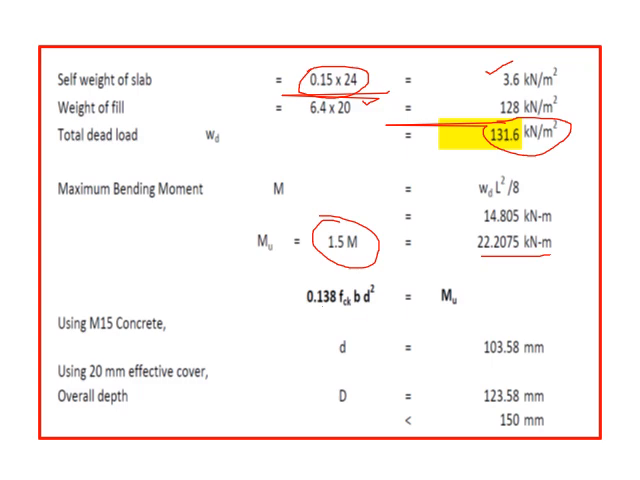So 0.138 fck b d square is equal to Mu. Because we have used M15 concrete, fck is 15 Newton per mm square, b is 1000, and Mu you can take as 22.21 into 10 raised to 6, so we get the effective depth as 103.58 millimeters. Using 20 mm effective cover, you can have the overall depth as 123 millimeters, but we have provided 150 millimeters, so hence it is safe.